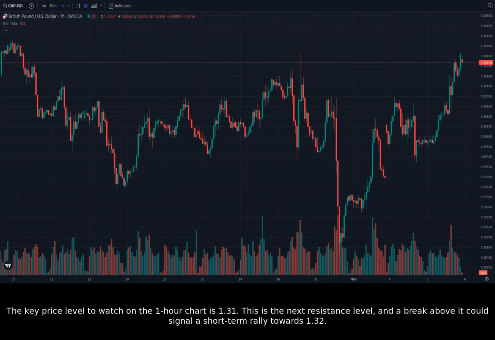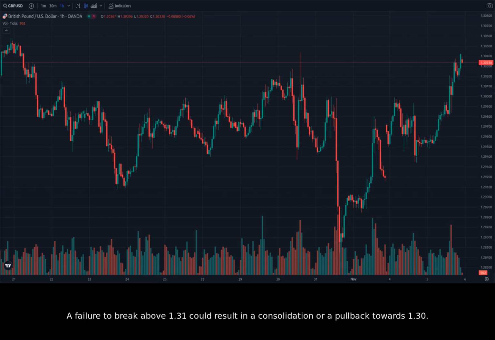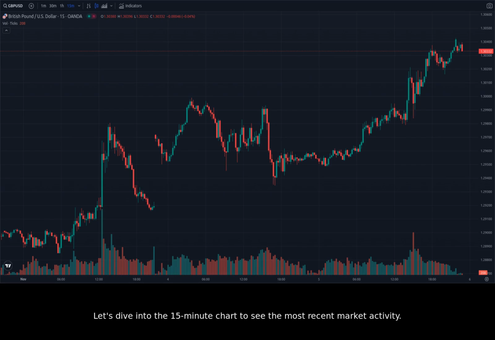The key price level to watch on the 1-hour chart is 1.31. This is the next resistance level, and a break above it could signal a short-term rally towards 1.32. A failure to break above 1.31 could result in a consolidation or a pullback towards 1.30. Let's dive into the 15-minute chart to see the most recent market activity.